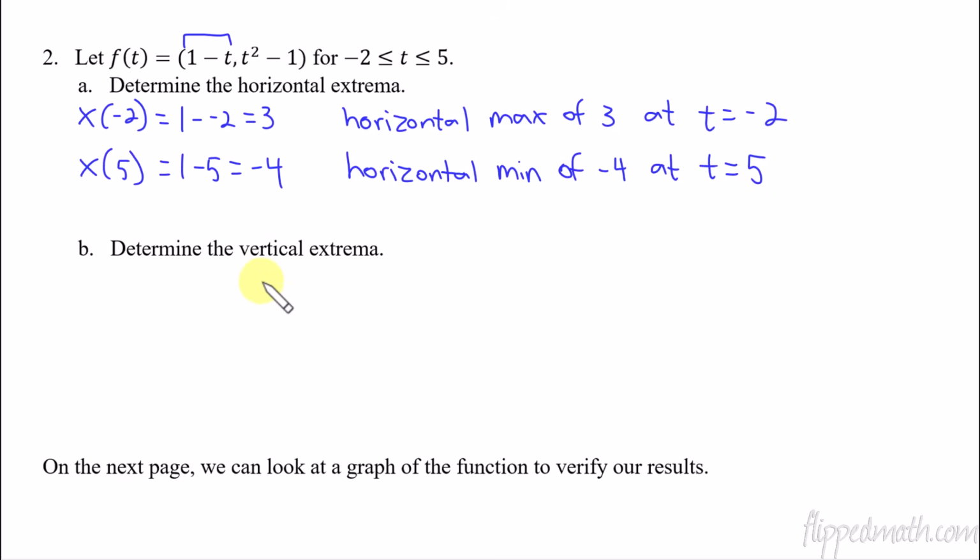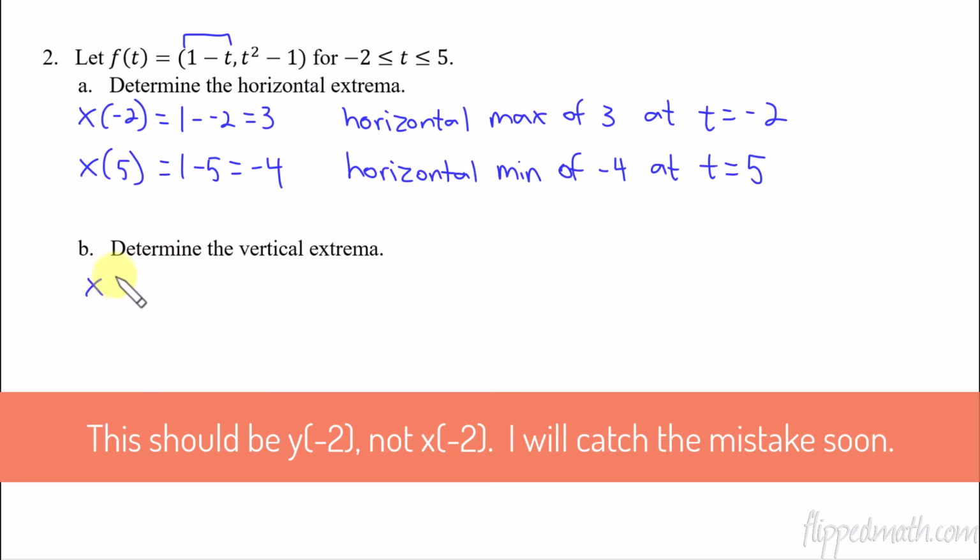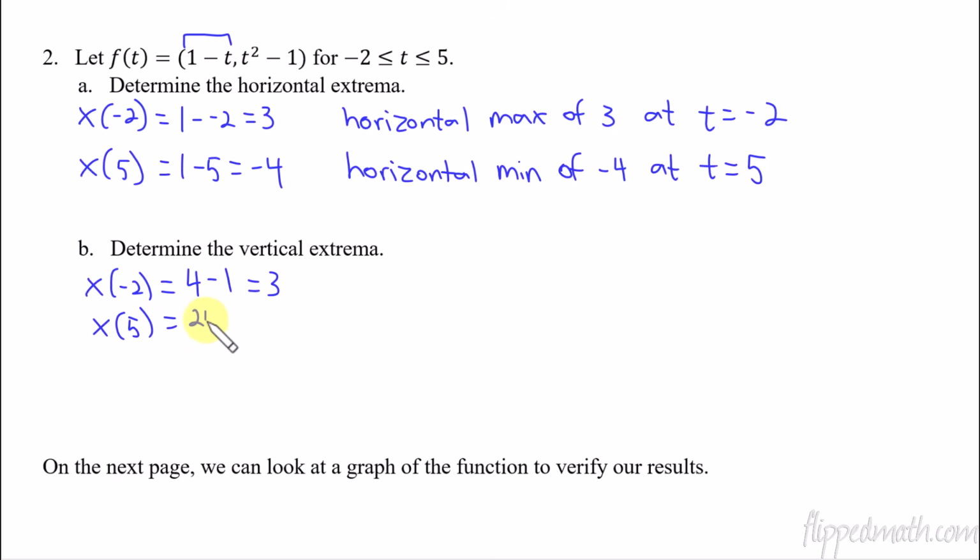All right, so let's do the vertical extrema. Now we're doing the same idea, but this time we're doing t squared minus 1. I'm going to do the coordinate points, but I'm going to show you something after I do that. So let's do the endpoints first. y of -2 is -2 squared, which is 4, so 4 minus 1 equals 3. And then we get y of 5 for the other coordinate point. 5 squared is 25, minus 1 is 24.